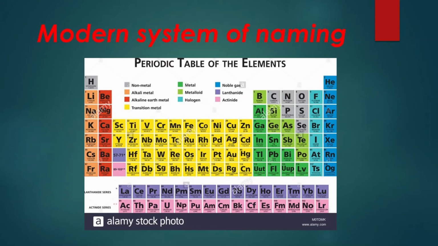Later on, Sir J.J. Berzelius introduced the modern system of naming elements by their symbols. Some of the elements were named as per the first letter of their name, some of the elements were named on the basis of their first two letters, and some of the elements were named after their Latin name.